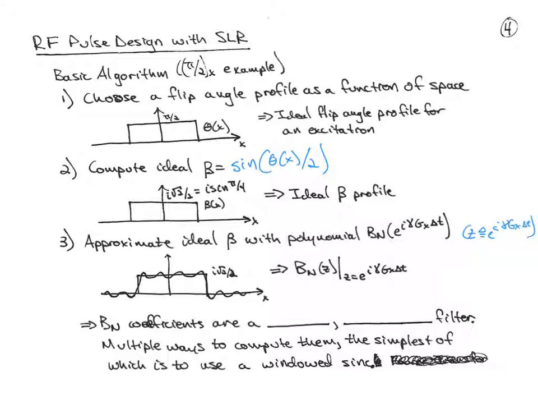So that is, the b sub n coefficients are a low-pass, discrete time filter. There are many, many ways to calculate this. The simplest of which is to use a windowed sinc function. But you can also use built-in MATLAB functions like FIRLS for least squares filter design, FIRPM for Parks-McClellan filter design, or your own method.